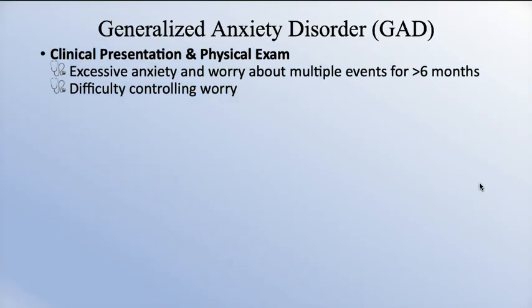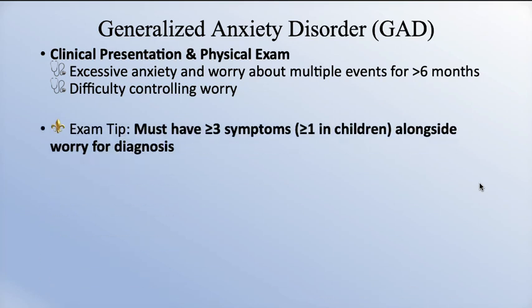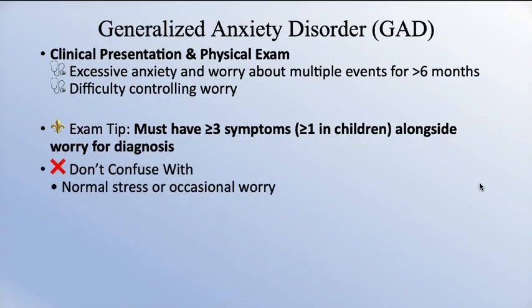Clinical presentation is going to be somebody who has excessive anxiety and worry about multiple events for greater than 6 months. They have a really hard time controlling their worries, and that's why they have difficulties with activities of daily living. So exam tip, they must have 3+ symptoms, or just one in children, alongside worry to be diagnosed with general anxiety disorder. Don't confuse this with normal stress or occasional worry. So this one is going to be lasting greater than 6 months.